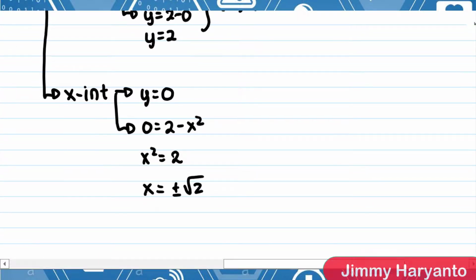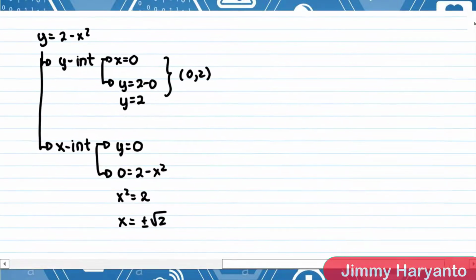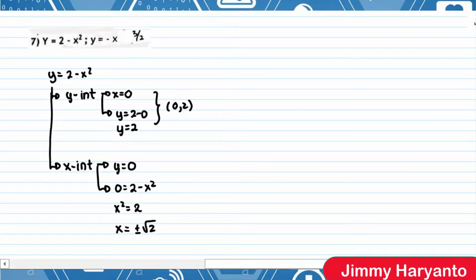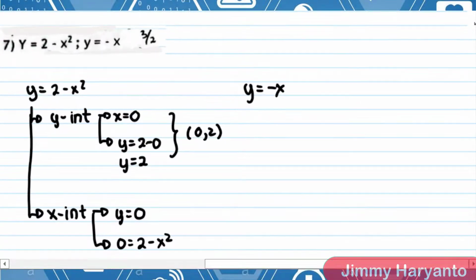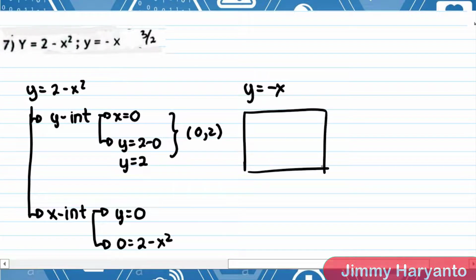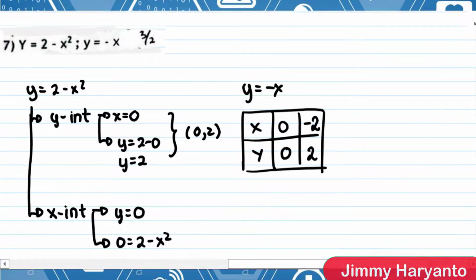Don't forget the plus minus. So you will have plus minus square root of 2 as the x-intercept. Next is to draw y equals -x. You have to do the same thing, but this time because it's aligned, you can use the table like this. When x is 0, y equals 0. When x equals -2, let's say -2, the y will be 2.